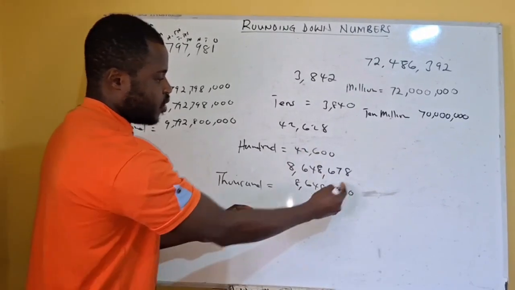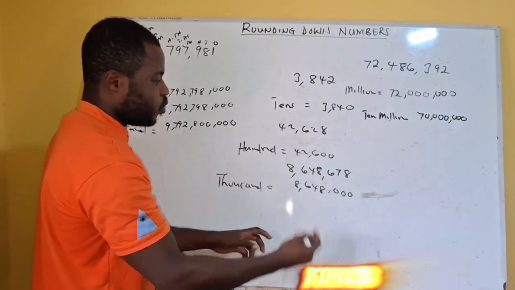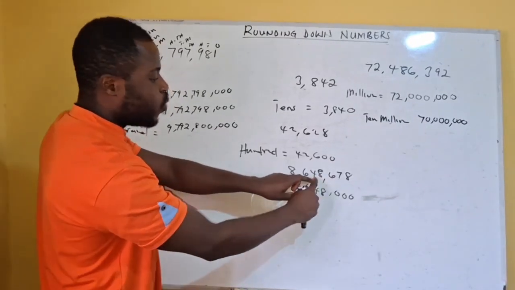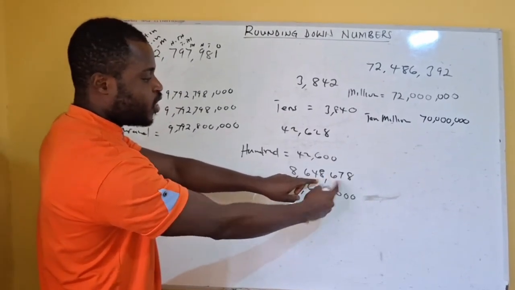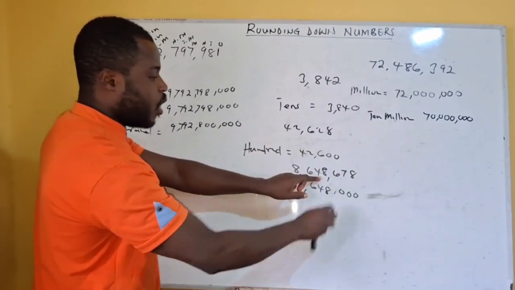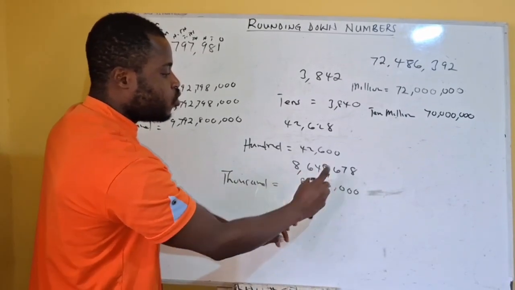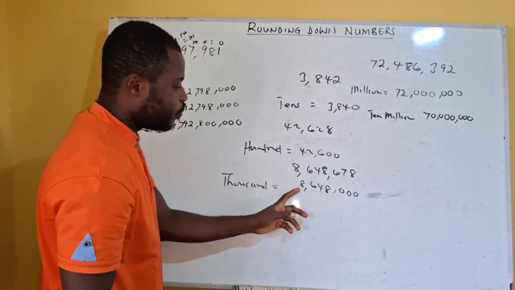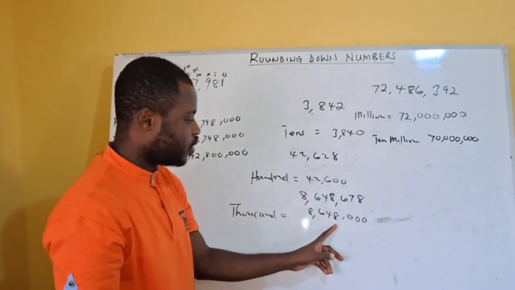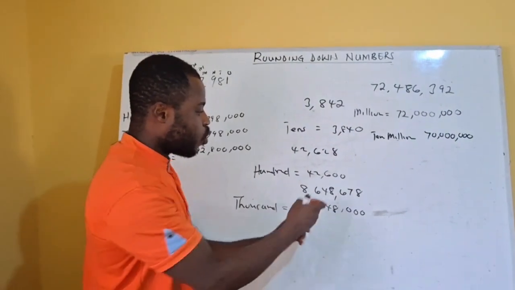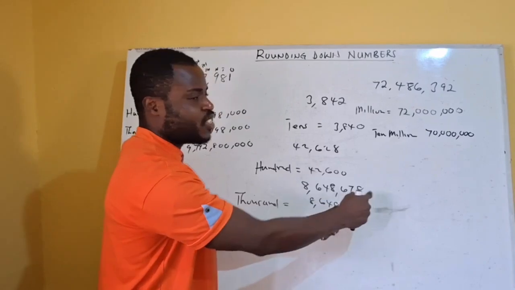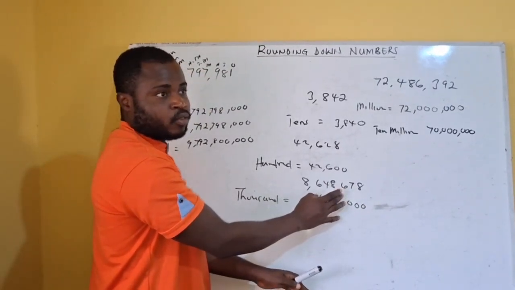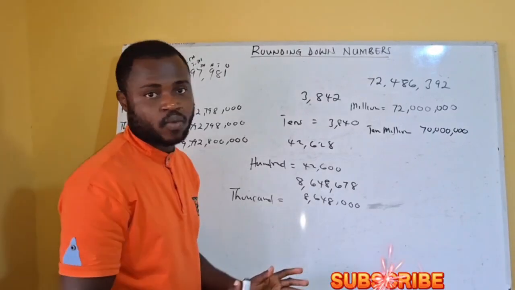When we came here, 1,000, 1, 2, 3, 1,000 has 3 zeros. We were supposed to end here. But if it was rounding up, you would add 1 to the 8, because this is a roundable number. But because you're rounding it down, if you change this to 3 zeros, don't add 1 here. Repeat the figures. And when you look at this, 8,648,000 as compared to 8,648,678, this is down as compared to this.